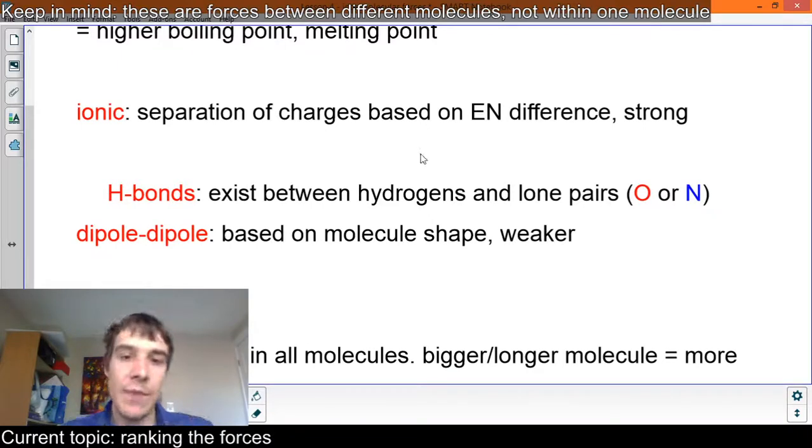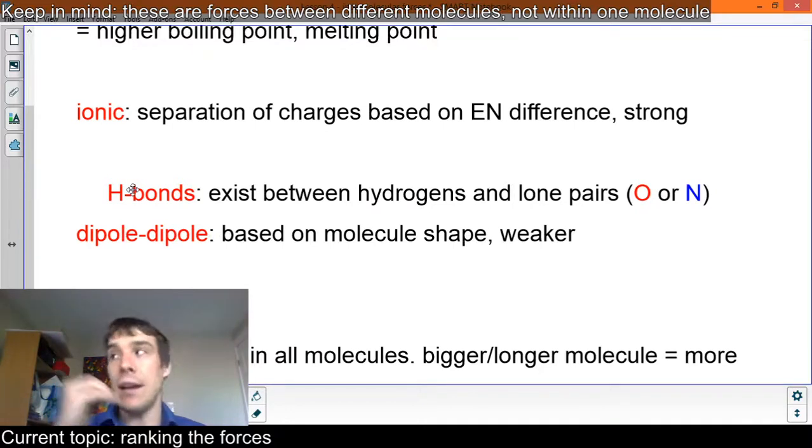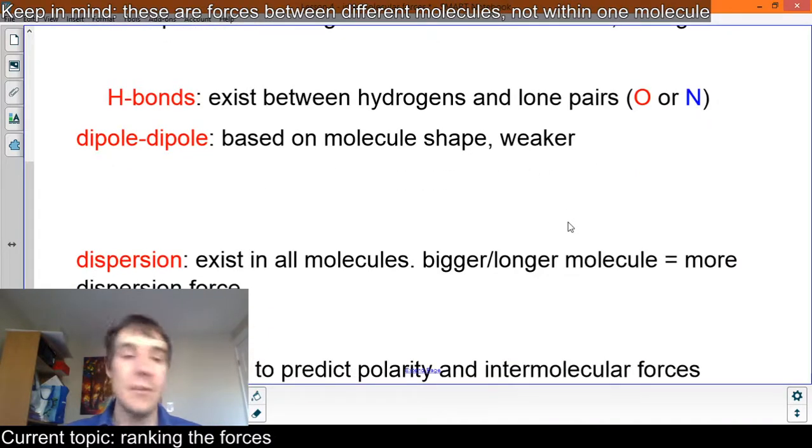Very strong force. Dipole-dipole and H bonds by extension are based on molecular shape and those dipole moments, those electron clouds. These are weaker, but hydrogen bonds are a particularly strong instance of dipole-dipole forces. They kind of approach ionic strength in some cases. That has to have a hydrogen directly on an oxygen or a hydrogen directly on a nitrogen, and that hydrogen has to be coordinated to a lone pair in order to be considered a hydrogen bond.